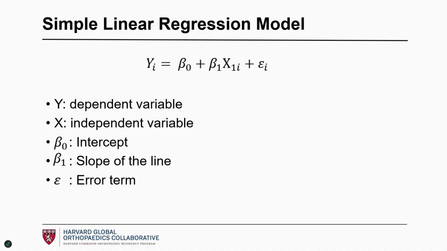written in this form, where y is equal to beta 0, which is the intercept of the model, plus beta 1, which is the slope of the line, multiplying the values of x, plus some error term.